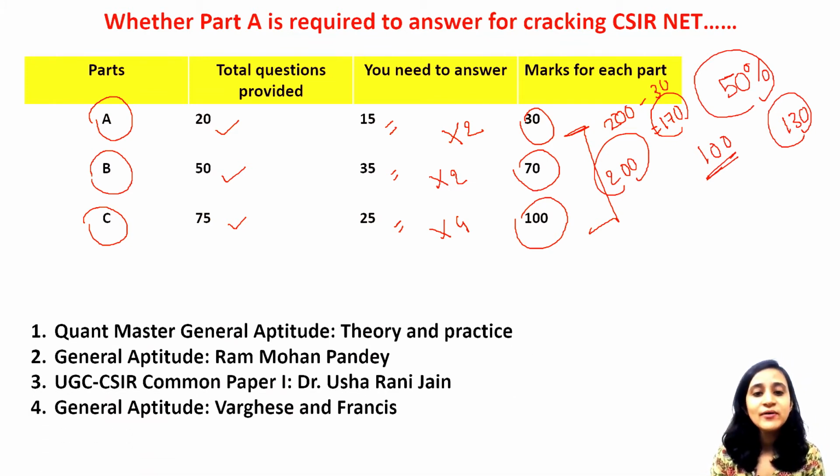Quant Master General Aptitude Theory and Practice, General Aptitude by Ram Mohan Pandey, UGC CSIR Common Paper 1 by Dr. Usha Rani Jain, and General Aptitude by Varghese and Francis. So these are 4 books. Apart from them, many books are there in the market. You can buy them and solve questions from them.